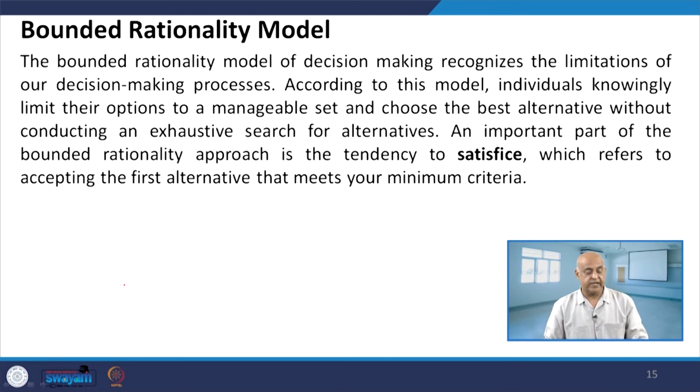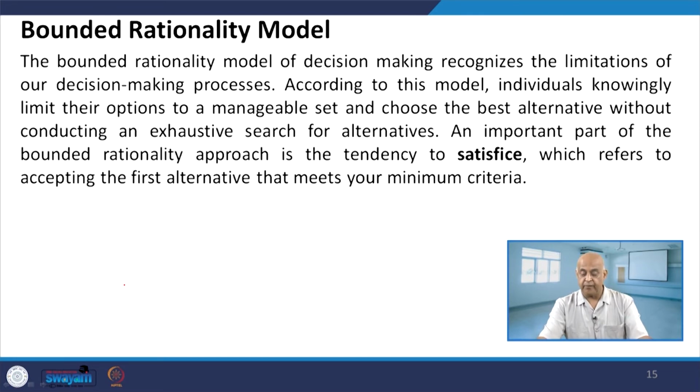Bounded rationality model is there. The bounded rationality model of decision making recognizes the limitations of our decision making processes. According to this model, individuals knowingly limit their options to a manageable set. So, if there are 10 options, they will like to work with a set of 7 and choose the best alternative without conducting an exhaustive search for alternatives. A very interesting model, and therefore, the limitation of this decision making process is that it is the best alternative which is available.